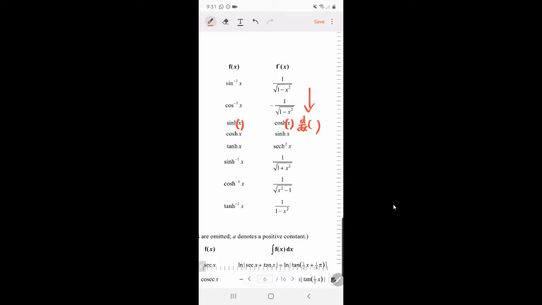Similarly, cos x means negative sine x. So differentiating cos bracket means negative sine bracket times the differentiation of the bracket. That is the chain rule, and the rest all follow. Is that clear? Okay. So let's look at some examples.